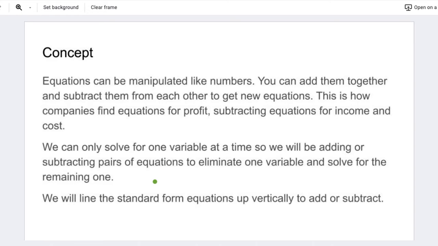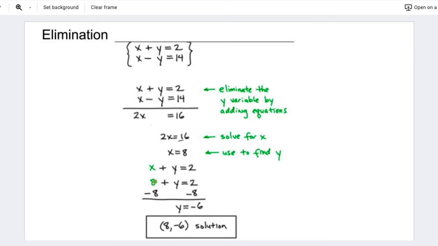So since we can only solve one variable at a time, we're going to have to eliminate one of them by either adding or subtracting. So here we can see an example. We have two equations in standard form. The coefficients are the same. We have 1x and 1x, and 1y and negative 1y. So the sign doesn't matter as long as the actual number is the same.